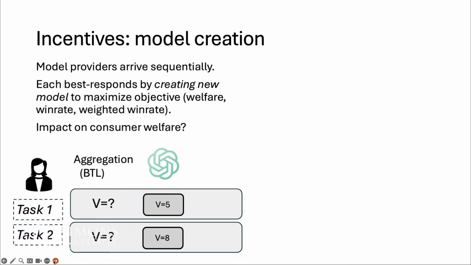And we're curious about 2 things. One is, what does each model do? So what action do they take? And then how does this impact user welfare? Yeah, so this is exactly what's happening.